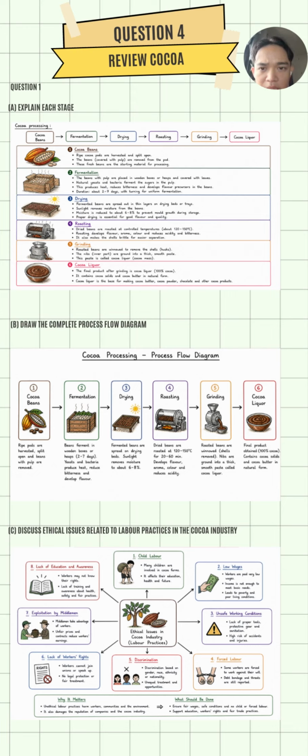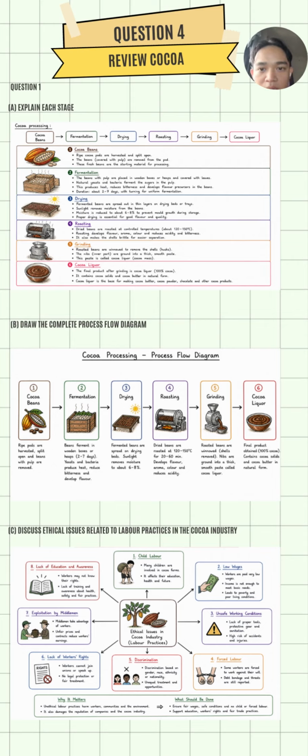This process generates heat and helps develop important flavor precursors that will later contribute to the taste of the chocolate. Next, the beans are dried, usually under the sunlight. Drying reduces the moisture content, which is important to prevent spoilage and microbial growth during storage and transportation.